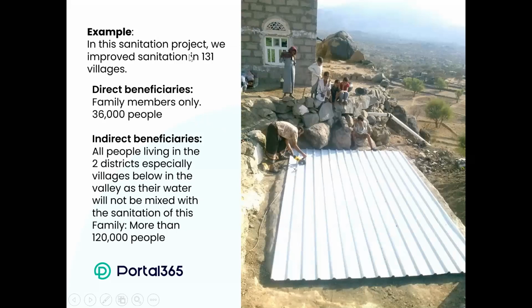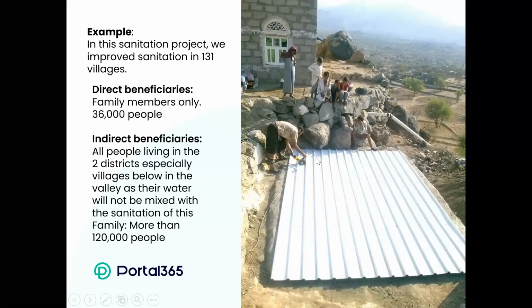We worked on more than 131 villages, where the people living in these villages numbered more than 36,000. All of them had intensive awareness messages to improve their sanitation and to have it covered. So all of them built latrines or toilets, bathrooms, and then they connected these to covered pits. So these covered pits became very safe and the sanitation became very safe.